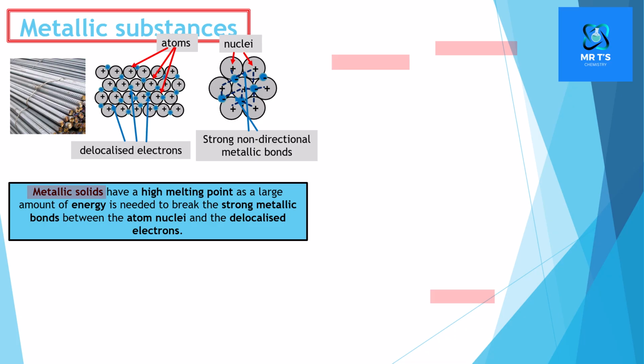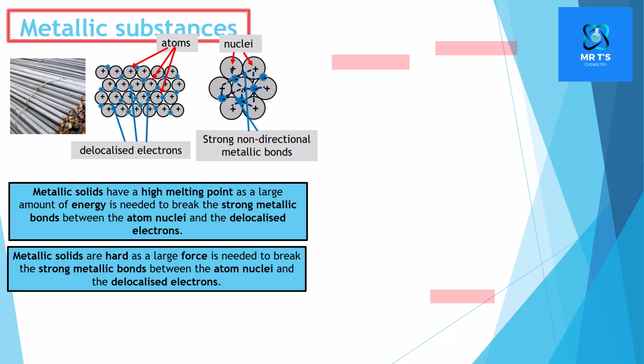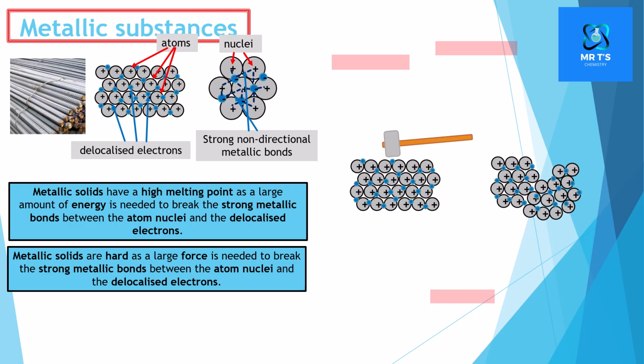So metallic solids have a high melting point, because you need a lot of energy to break the strong metallic bonds between the atoms' nuclei and the delocalized electrons. That'll be the same reason they're hard as well, right? Because we need a large force to break the strong metallic bonds between the nuclei and the delocalized electrons.